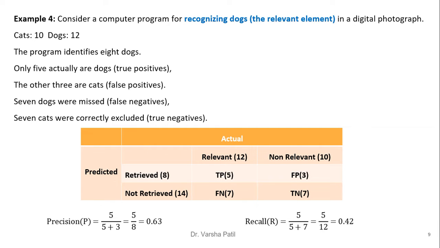Now here retrieved are 8, so non-retrieved are 22. Once we know these two values, we can fill the remaining ones, and we can easily calculate the precision and recall. So we need to understand the problem statement carefully, and find the total number of relevant and the total number of retrieved, which become the denominators for recall and precision. After that we need to identify TP, FP and FN.